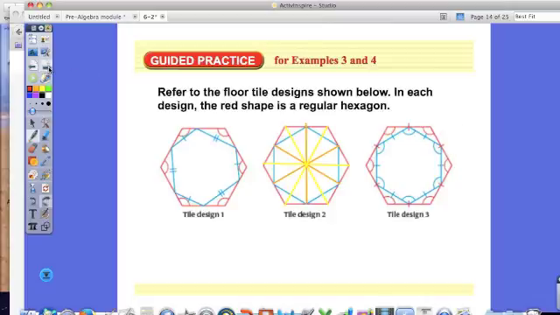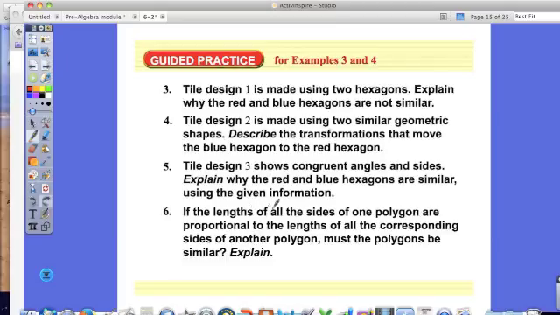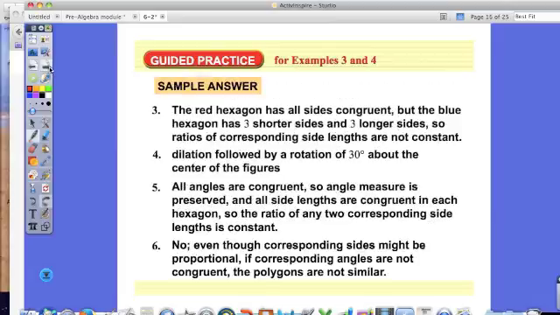And if the lengths of all sides of one polygon are proportional to the lengths of all the corresponding sides of the other polygon, that alone doesn't make them similar, because the angles are not always going to be the same. You can have the same sides, but skew them at different angles so that they're not always similar. You have to know that one of the angles, or all of the angles really, are congruent.